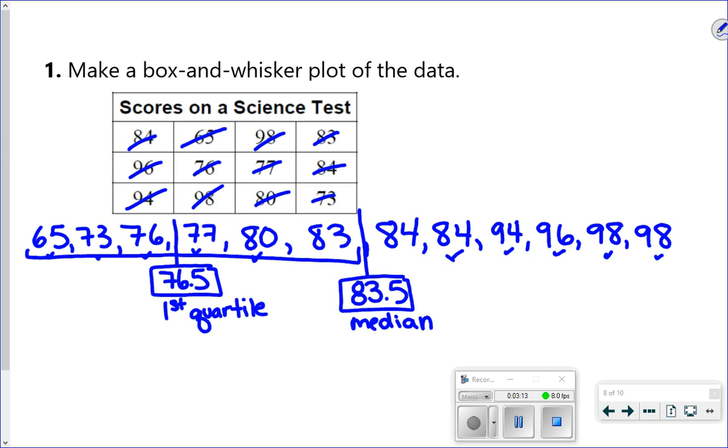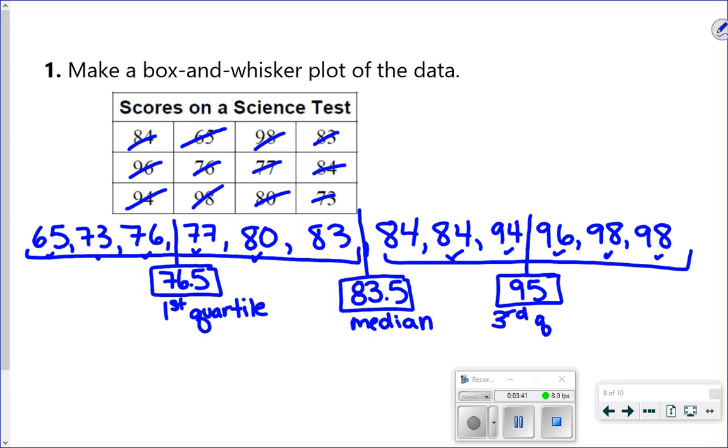Okay, now I'm going to do the same thing on the top half. So I need to find the median of my top half of my numbers. So I have 6 numbers on this side. My median is in between numbers 3 and 4. Halfway in between 94 and 96 is 95. That number is called my third quartile or my upper quartile. So median is like really the second quartile, and then my third is my 95.